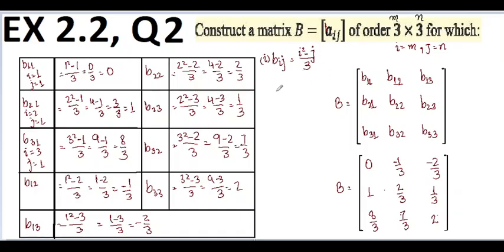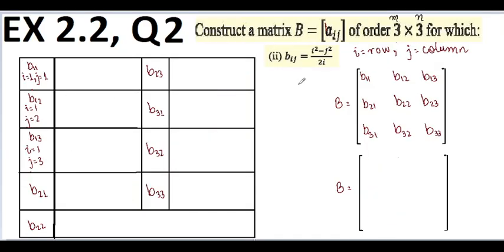Now for part number 2 we are given a different condition, for part 3 we are given a different condition. So we have to follow all those conditions and make a matrix of order 3 by 3, which we have made for the first part. Now we are going to move towards the second part. For part number 2, our formula is Bij equals (i square minus j square) whole divided by 2i. So we have to use this formula and find all these elements which we have to place in this matrix and construct the matrix.